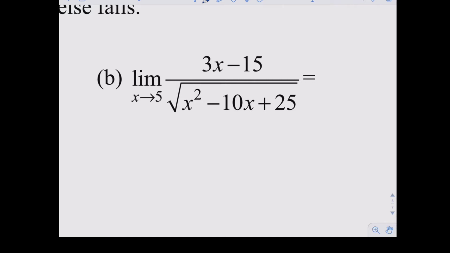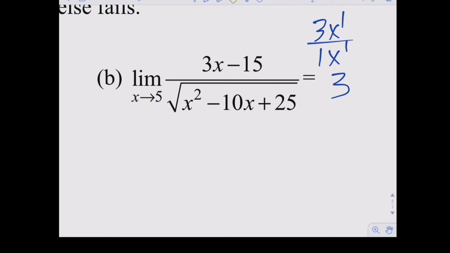If we were approaching infinity, what would the answer be? It would be 3, right? Because the top is actually a 3x to the first, the bottom is an effective 1x to the first, and it'd be 3 over 1.